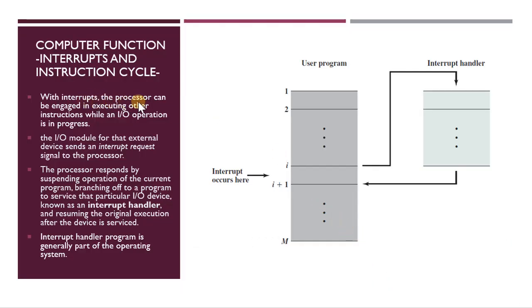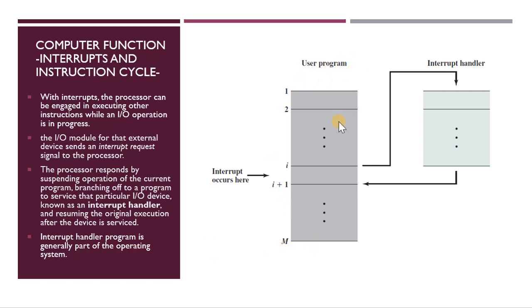With interrupts, the processor can be engaged in executing other instructions while an input-output operation is in progress. The input-output module for the external device sends an interrupt request signal to the processor. The processor responds by suspending operation of the current program, branching off to a program to service that particular input-output device, known as an interrupt handler, and resuming the original execution after the device is serviced. The interrupt handler program is generally part of the operating system.